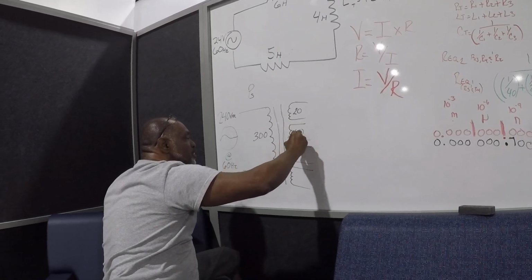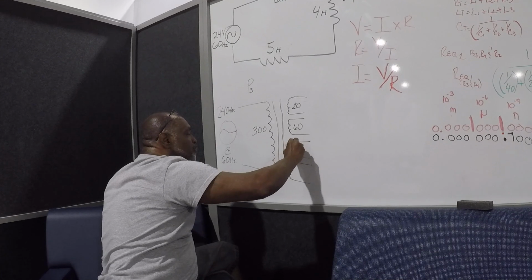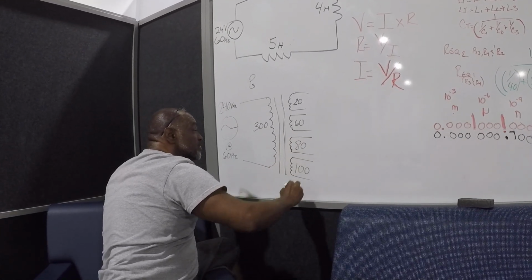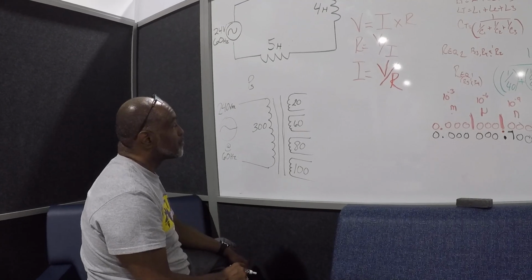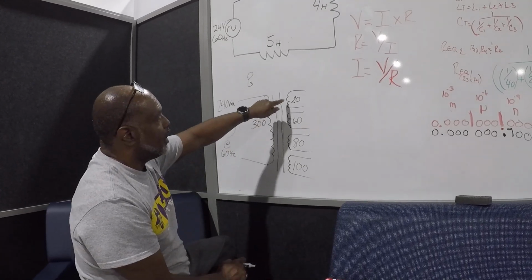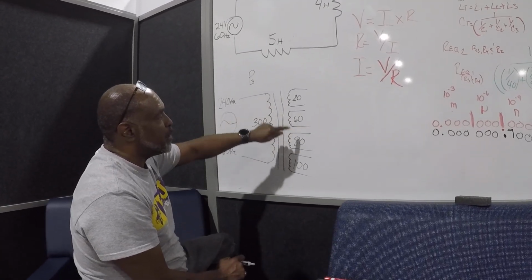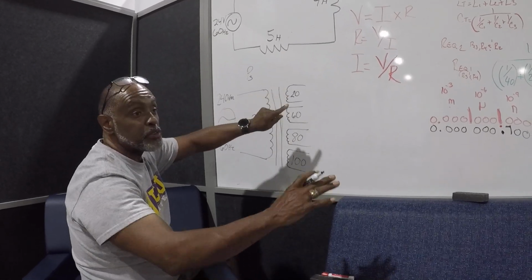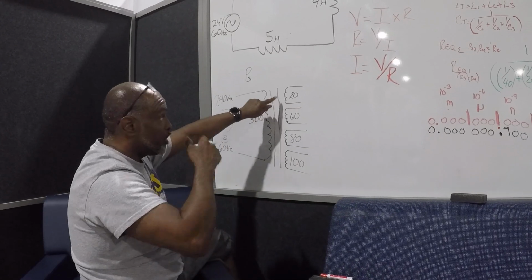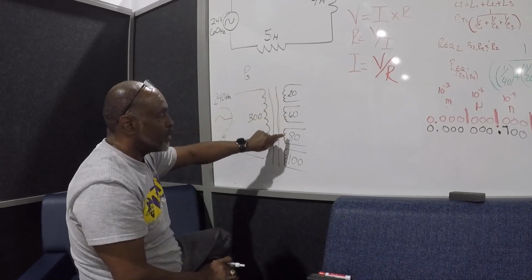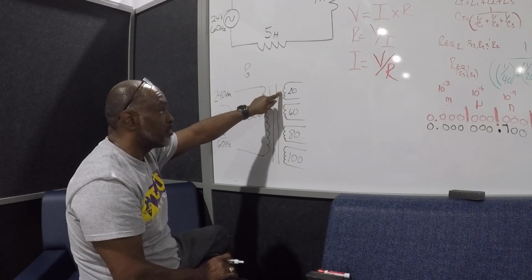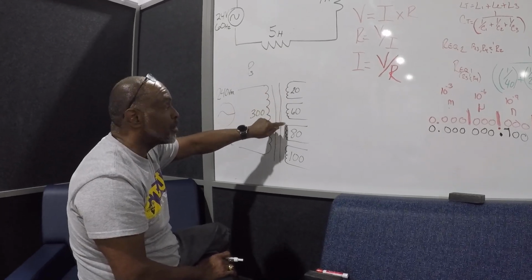60 turns here, 80 turns here. I'm going to say this has 100 turns. Okay. So each one of these gives me an opportunity to... transformers, they're super efficient. So having a transformer that's broken out like this, I can get a certain amount of voltage here, a certain amount of voltage here.